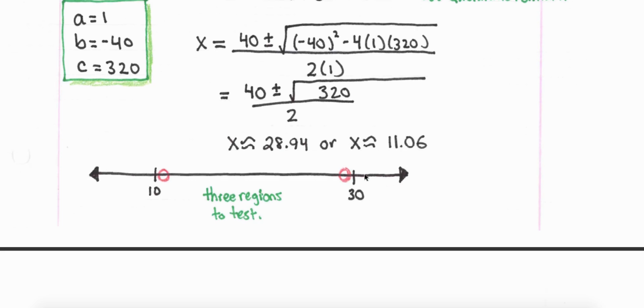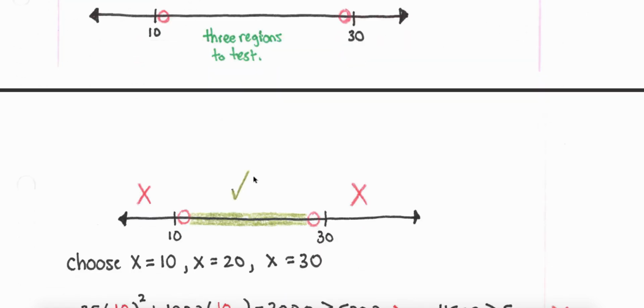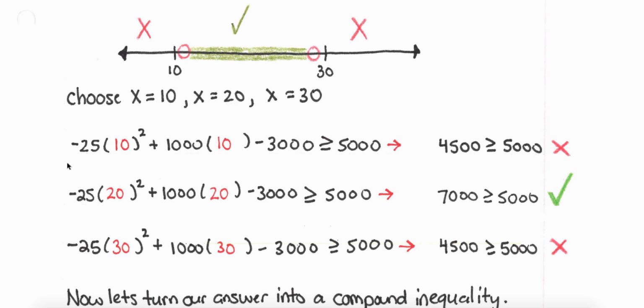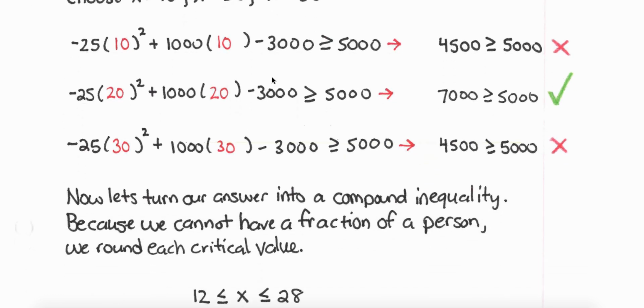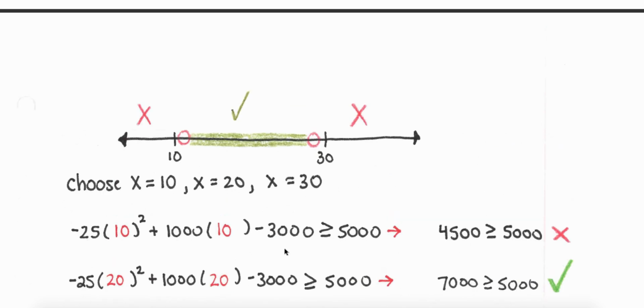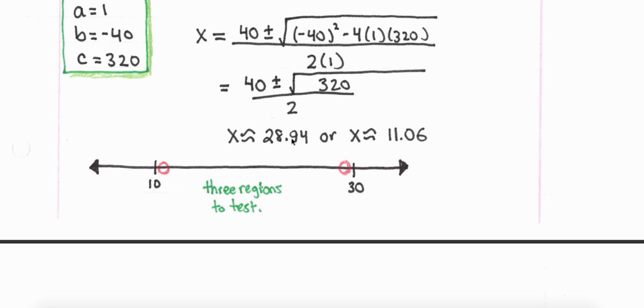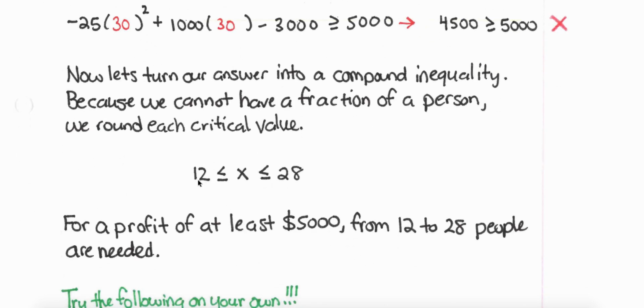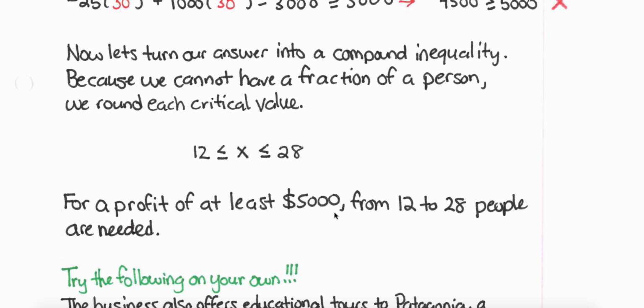So now I have three regions to check. I'm going to test each region by choosing a number within each of the regions. So I choose 10, 20, and 30. And it turns out that x equals 20 is the only number that works, which means I need to have between 11 and 29, or in this case 28, because I can't have, let's go back up real quick. That says 28. So I shouldn't have said 29 because that's not quite 29 tourists. So I have to drop the decimal completely. So 28. I have to have between 12 and 28 tourists for this thing to work, for a profit of at least $5,000.